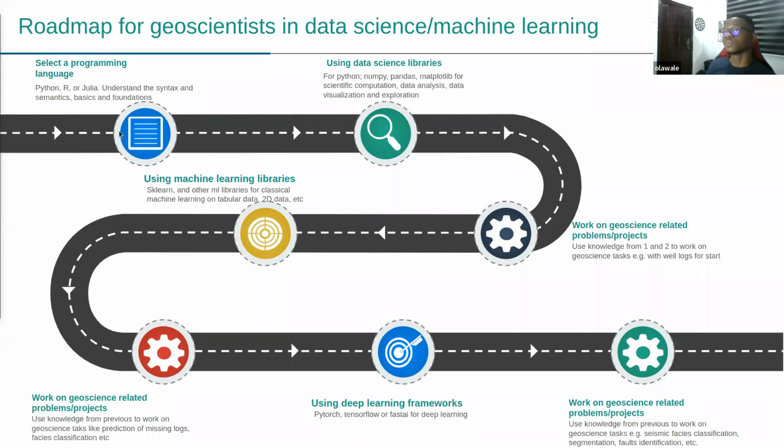Once you're comfortable with the basics, with how the programming structure is, using data science libraries, then you can work on science related problems. For example, you can start with well logs, because they are kind of the easy projects in geoscience, maybe geology or geophysics, that you might need to work with. So with knowledge of one and two, you can start applying them to science workflows. You can do some data analysis, some little data science with that knowledge.